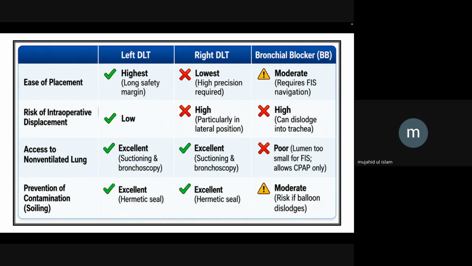Bronchial blockers are moderately easy to place but require fiber optic bronchoscopy for navigation, have a high risk of dislodgement, limited access to the operative lung, and only moderate protection against contamination if the balloon becomes displaced.